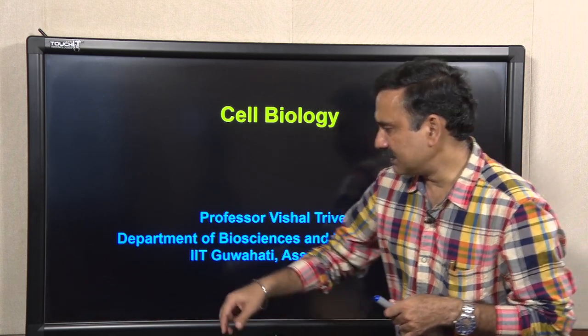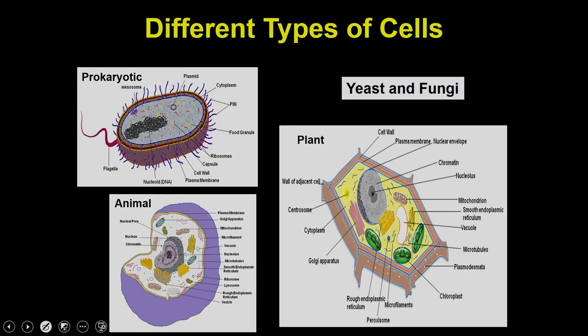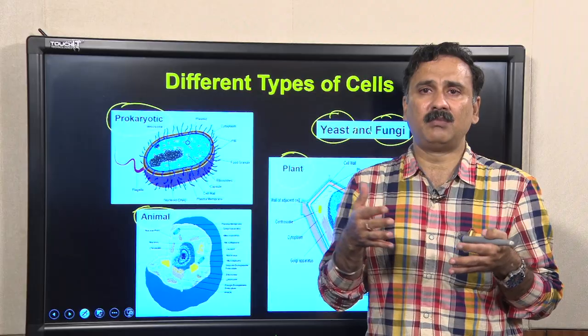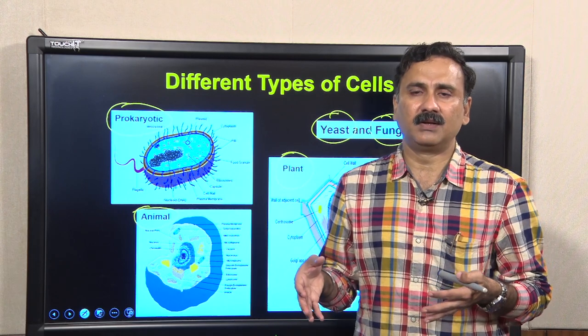What we discussed in the previous lecture is the different types of cells. We discussed the prokaryotic cell, the yeast and fungi, which are within the eukaryotic cell, as well as the plant cell and the animal cells. These cells are very complex structures, and you might sometimes be interested to explore a particular molecule or substance from a particular location of that cell.